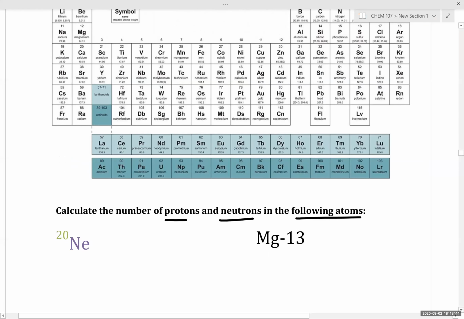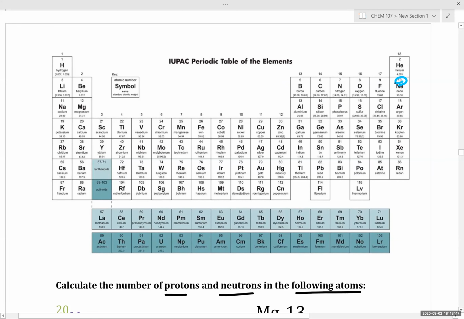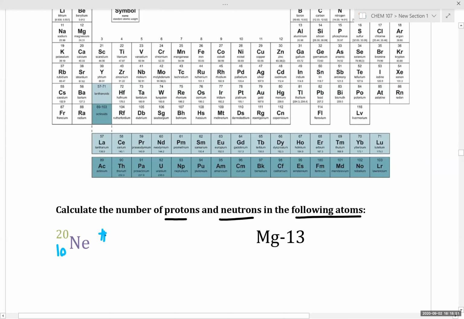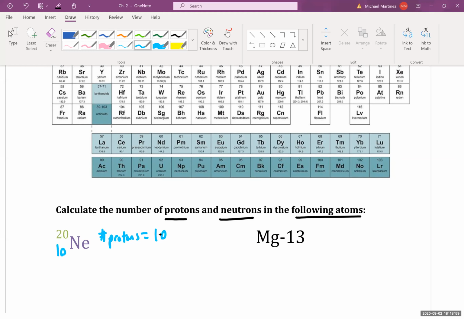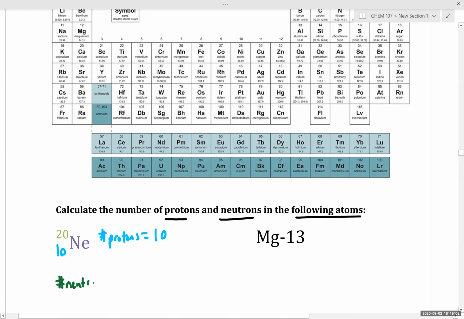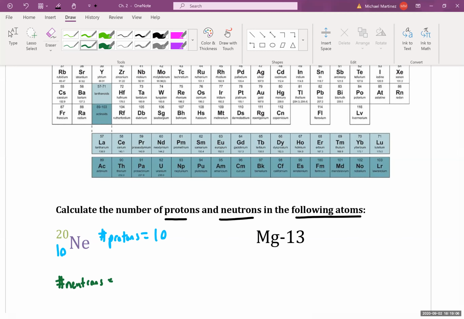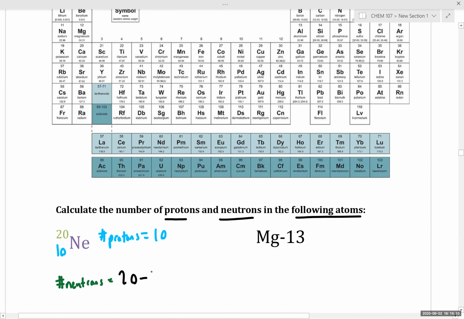So for neon, looking up neon in the periodic table, we see we have an atomic number of 10. So that's an easy one. We can figure out our number of protons equal to 10, which matches our atomic number. Our number of neutrons, however, we calculate that by taking the mass number minus the number of protons, or 20 minus 10, to give us a total of 10 neutrons. Does this example make sense to everyone? Any questions on this first example? If not, let's look at magnesium.